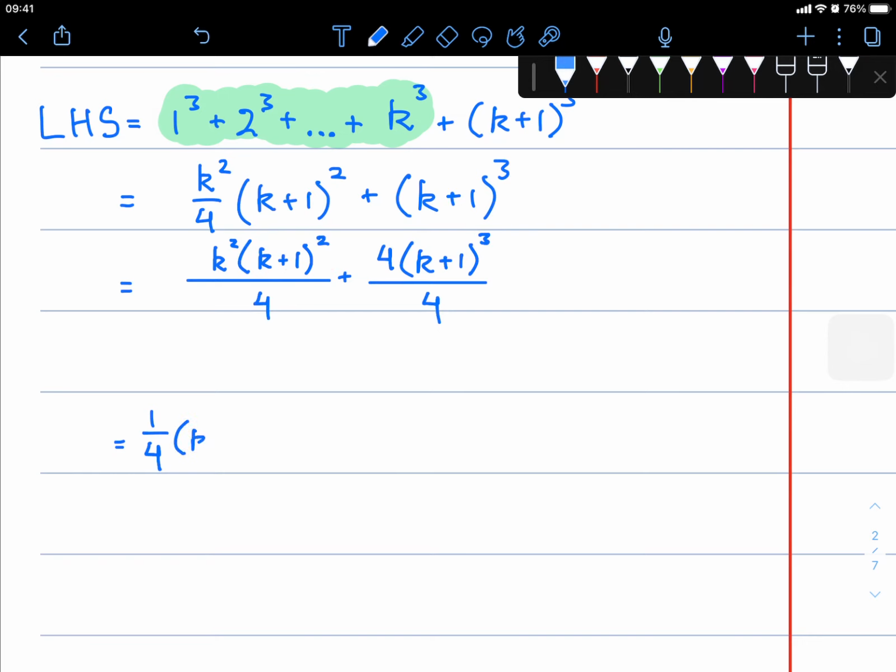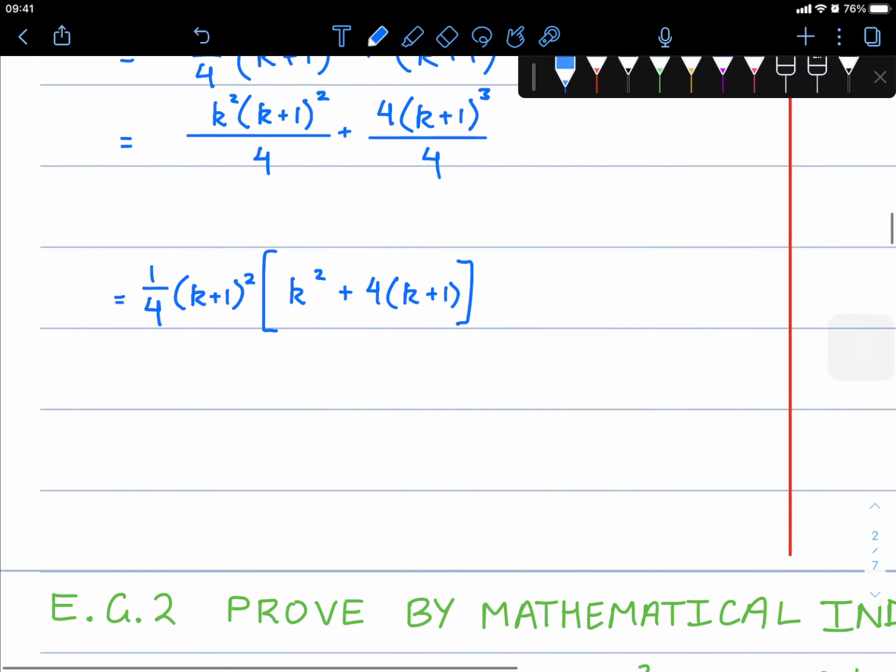So it's going to be k plus 1 squared outside of this. This here is remaining. And on this one, there's still one more k plus 1. Oops, sorry, 4. Oh, there's a 4 there. My apologies. There's a 4 there. 4 times k plus 1. We expand. 1 quarter k plus 1 squared, k squared plus 4k plus 4.